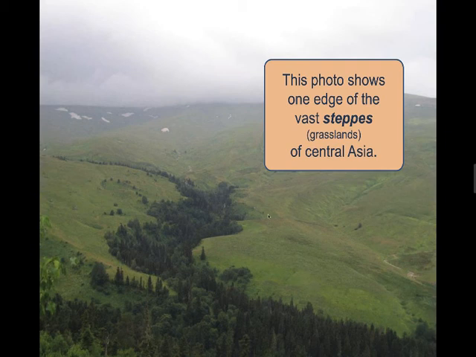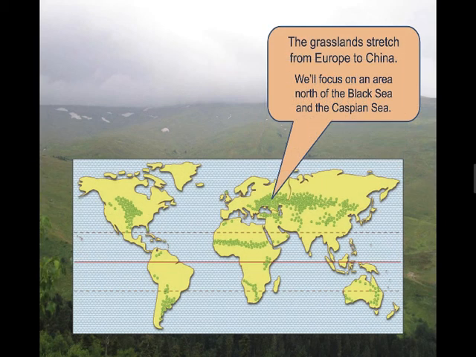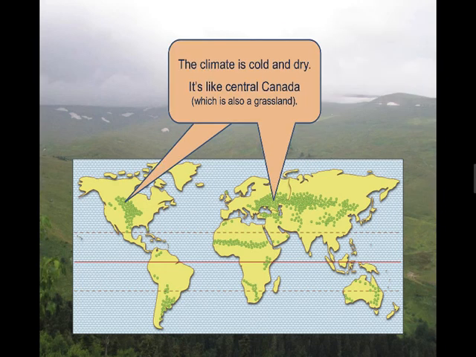This photo shows what the vast steppes of Central Asia look like. Steppe is the Asian word for grassland. The grasslands stretch all the way from Europe to China. We're going to focus at first on a small area north of the Black Sea and the Caspian Sea. The climate in this area is cold and dry, just like central Canada, which is at the same latitude and is also a grassland.